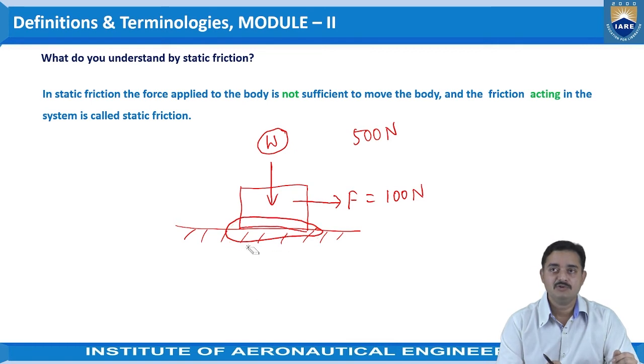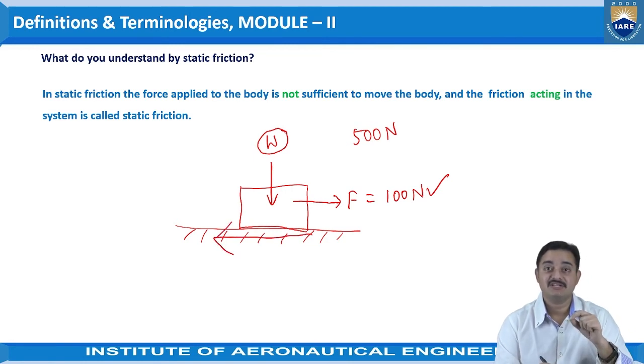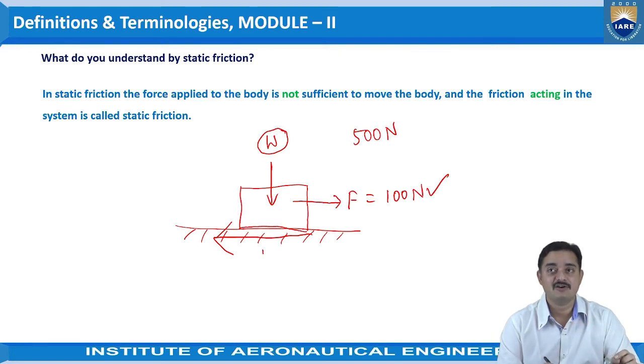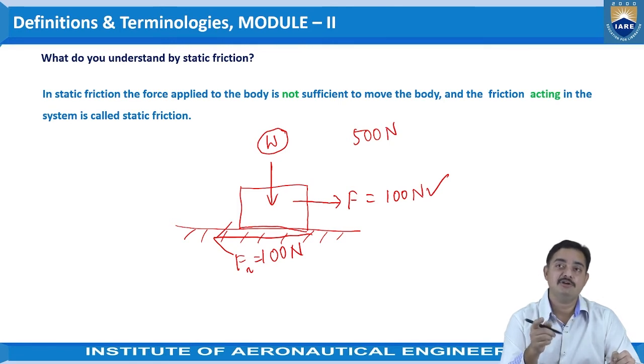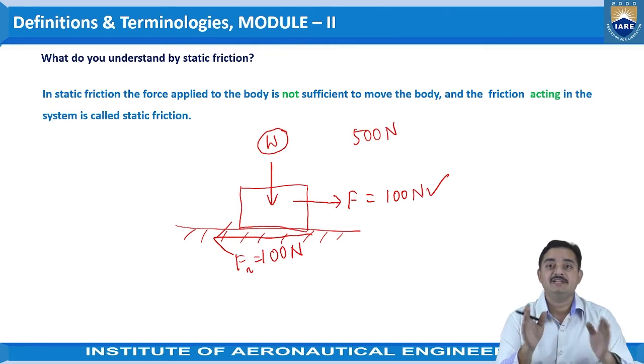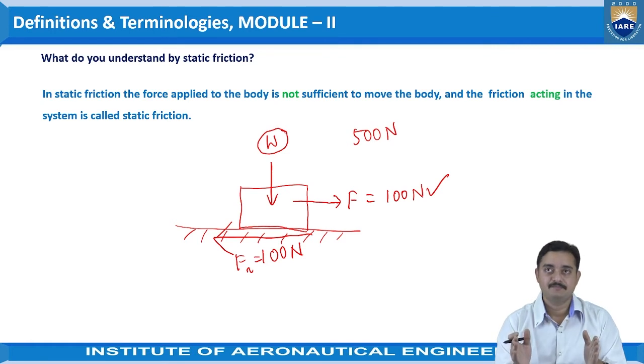So that represents that when you apply a force of 100 Newtons, the frictional resistance that is created between the contact surfaces is also 100 newtons. This 100 newtons force is equal to the frictional resistance, and the object is not moving.